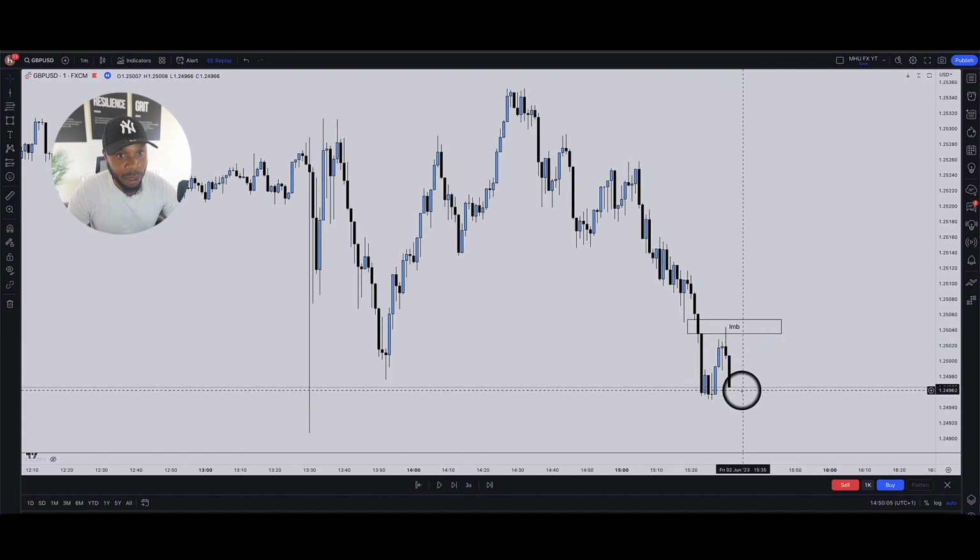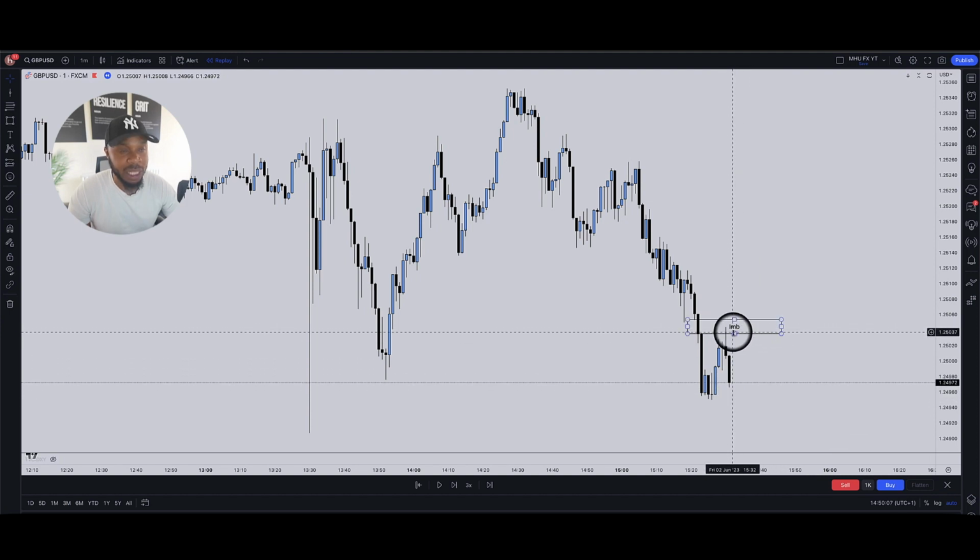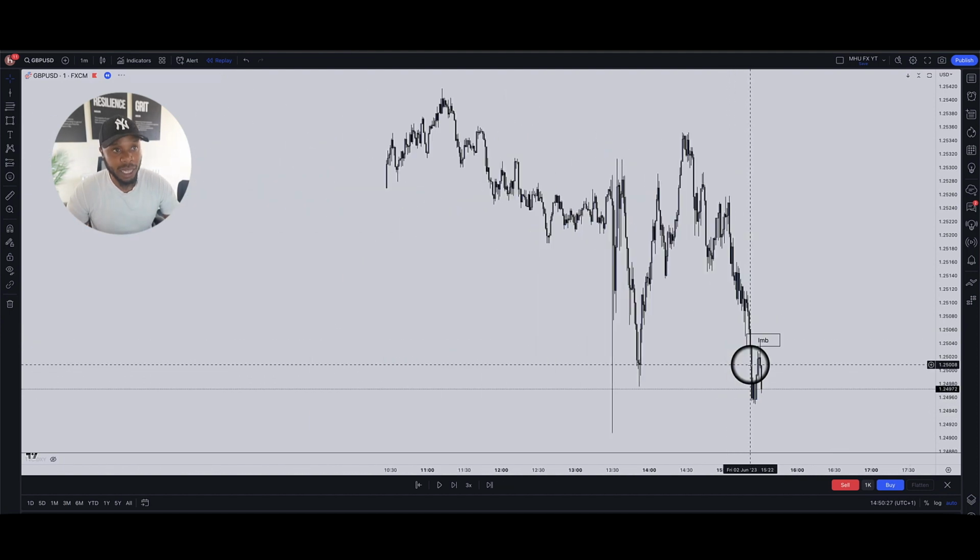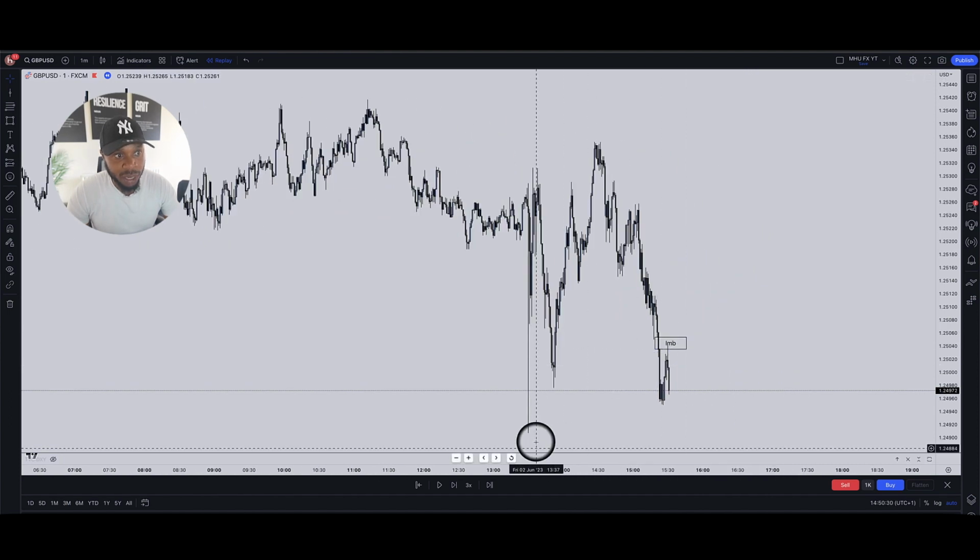Price is pushing down a bit. I believe I got in around here. I was too busy getting active on MT4. So once again, the same play. I wanted to see price run out this low here.